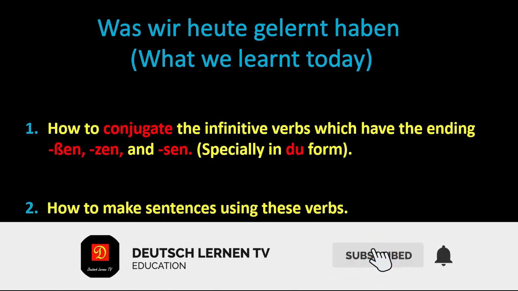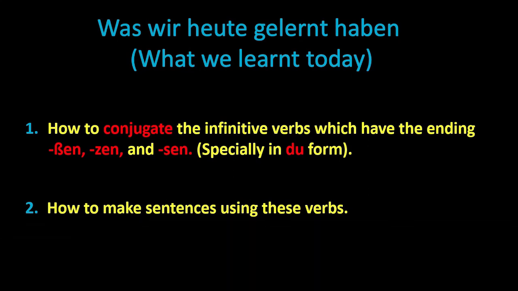Was wir heute gelernt haben. What we learned today. How to conjugate the infinitive verbs which end in ßen, zen and sen, especially in the du form, and how to make sentences using these verbs. Hope you understood today's lesson.